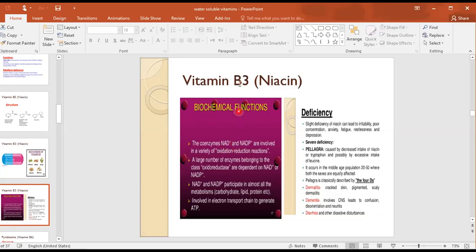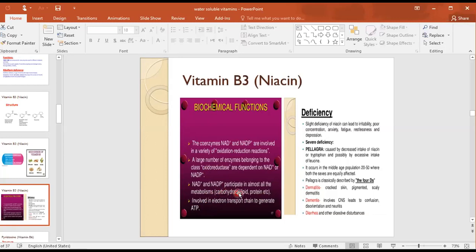برضو دول النياسين بيدي two important coenzymes اسمهم NAD و NADP، والاثنين دول الحقيقة بيشتغلوا كهيدروجين كاريرز للأكسيدوريدكتيز انزيمز، يعني مهمين قوي في الميتابوليك بروسيس اللي ليها علاقة بالانرجي برودكشن. Large number of enzymes belonging to class oxidoreductase are dependent on NAD or NADP. في مجموعة كبيرة من الأكسيدوريدكتيز enzymes لو تفتكروا الكلاسيفيكيشن اللي خدناها قبل كده بتعتمد على الناد والناد بي. برضو هم ليهم زي ما قلنا بيشتغلوا في رياكشنز خاصة بالميتابوليزم، سواء كربوهيدرات أو ليبيد أو بروتين.